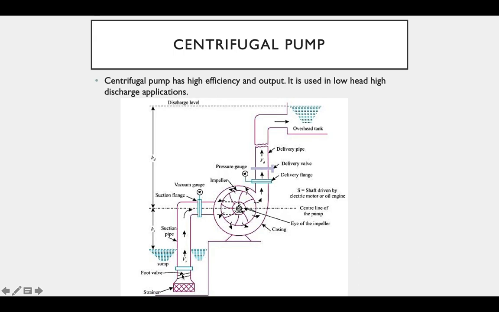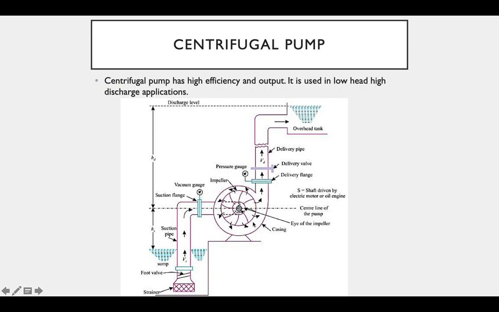Then we have a valve known as foot valve. Foot valve is a one-way or a non-return valve. That is, it allows water to flow only in one direction, that is the upward direction. Once the water has entered, it cannot go out. So this is a one-way non-return valve. Then suction pipe, through the suction pipe the water comes up. Here we have a suction gauge which measures the suction pressure.